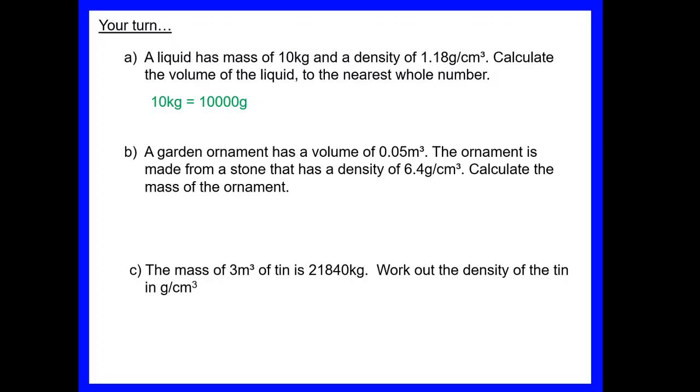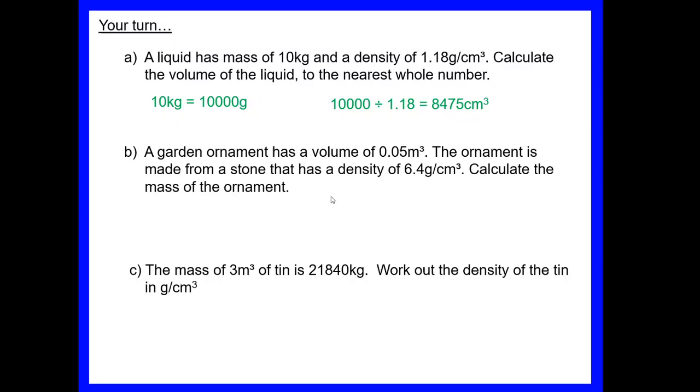Okay, let's have a look at the solutions then. So for the first one, we needed to change 10 kilograms into grams because we've been given here a volume of liquid to the nearest whole number, and we've been given this unit here in grams per centimetres cubed, so we need them to be the same. So we've changed 10 kilograms is 10,000 grams, and then we can divide by 1.18 to get 8,475 centimetres cubed.